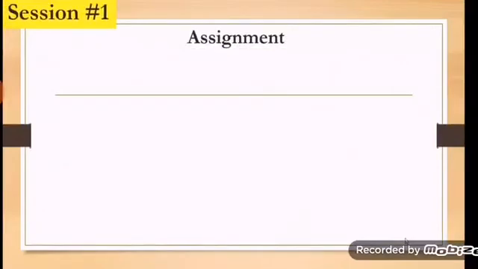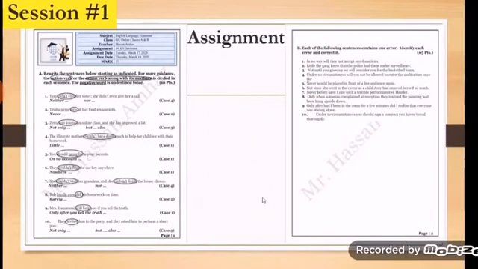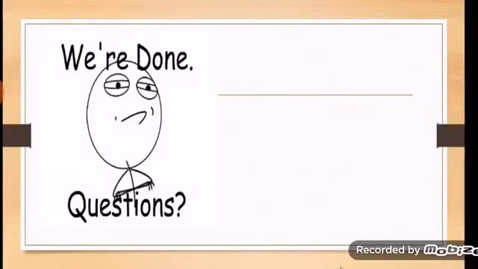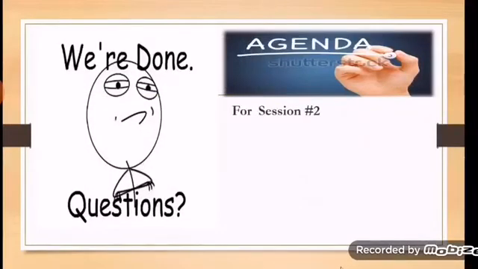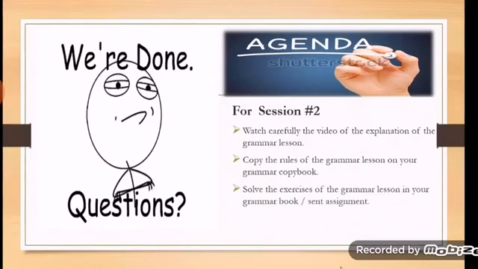So, and here is an assignment for the next session. You can ask students to solve exercise A and exercise B in their book. So we're done with the first session, explaining the lesson and giving an assignment. So for session 2, we ask students to watch carefully the video of the explanation of the grammar lesson, copy the rules of the grammar lesson in their grammar copybook, and solve the exercises of the grammar lesson in their grammar book or the sent assignment.